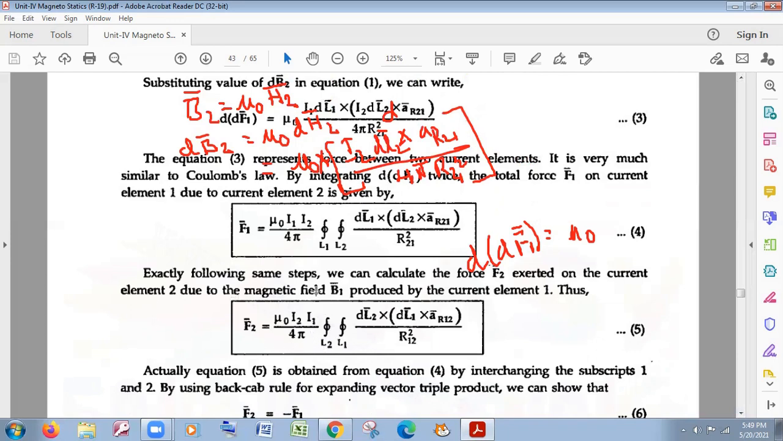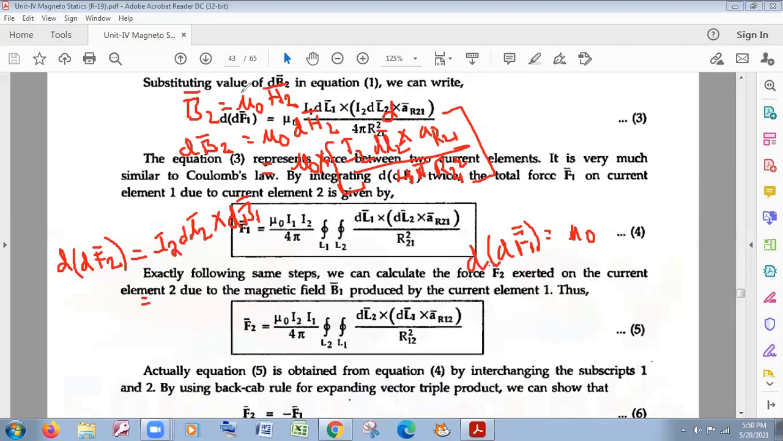And similarly, the differential current: d(dF2 bar) is equal to I2 dL2 bar cross dB1 bar. Previously we had I1, now it is I2 dL2 bar cross the differential field dB1 bar. Got it, my students? The differential of the differential force, d(dF2 bar), is equal to I2 dL2 bar cross dB1 bar.